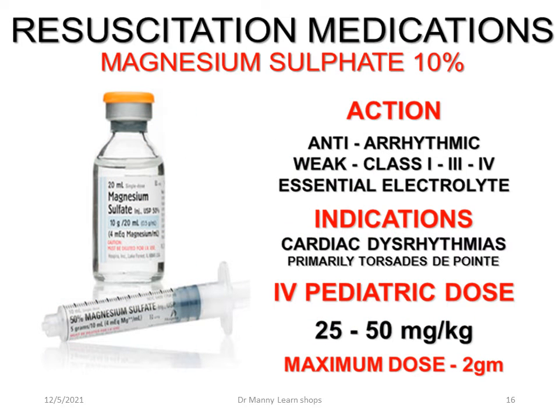Magnesium sulfate is an antiarrhythmic. It has a weak class 1, 3, 4, and 5 effect. It's an essential electrolyte, and in pediatrics, it's especially important for polymorphic ventricular tachycardia, also known as Torsades de Pointes. The pediatric dose is 25 to 50 milligrams per kg with a maximum dose of 2 grams.